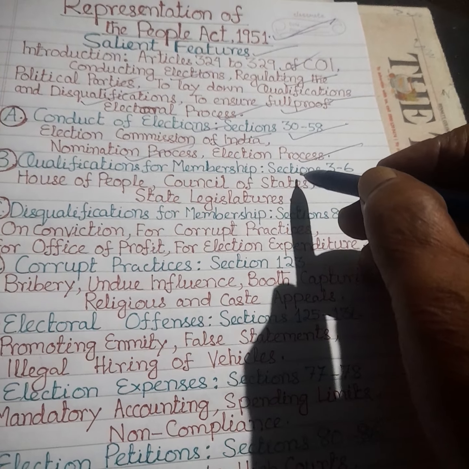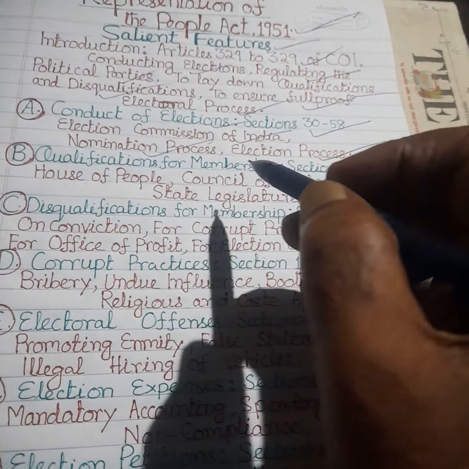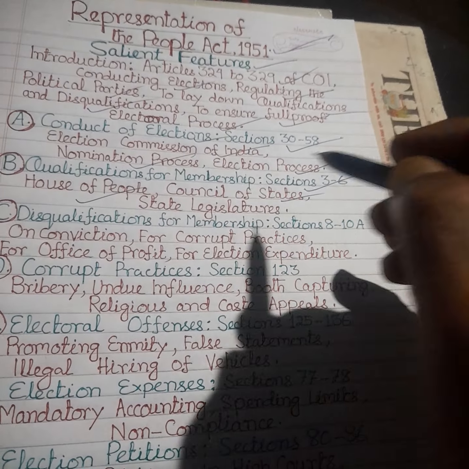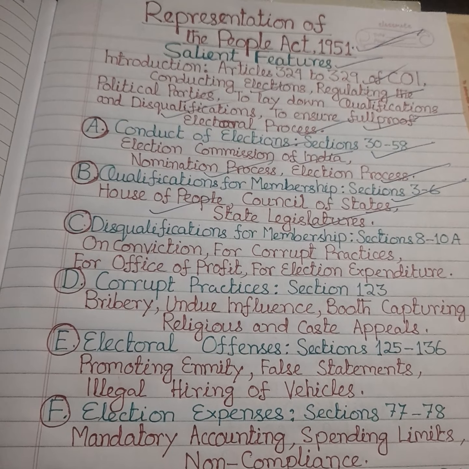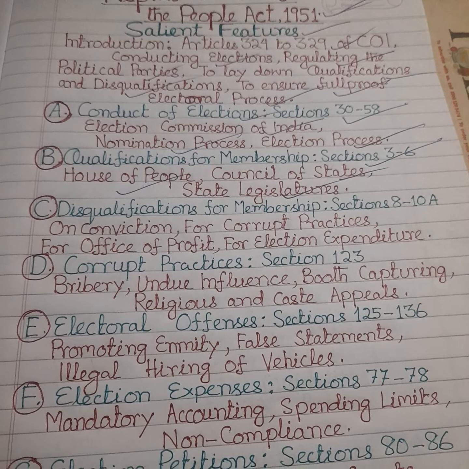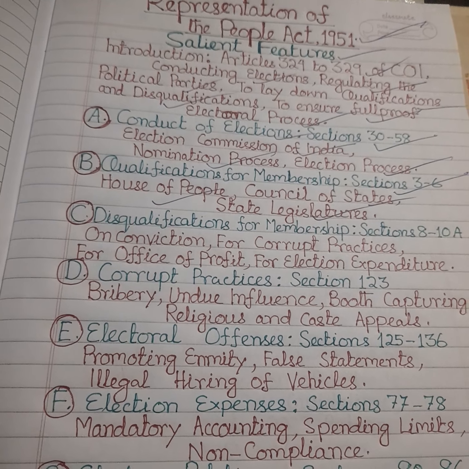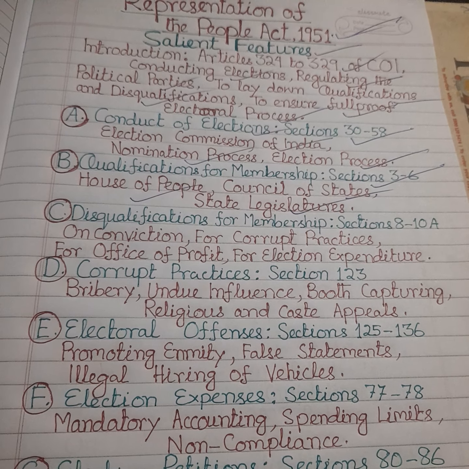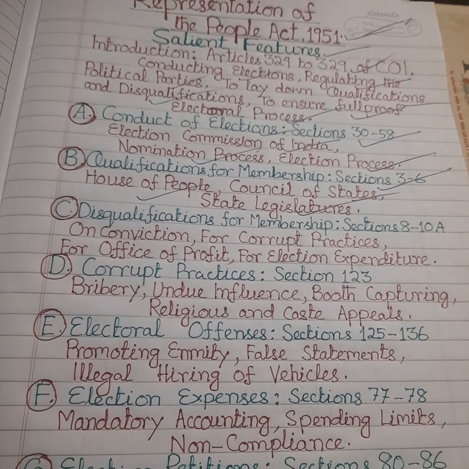qualifications for membership as per the provisions under Section 3 and Section 6. So, regarding the House of the People, the Council of States and state legislatures, which are already laid down under the Constitution of India, further, under Sections 3 to 6, it laid down membership qualifications for the House of the People, which is popularly known as the Lok Sabha.